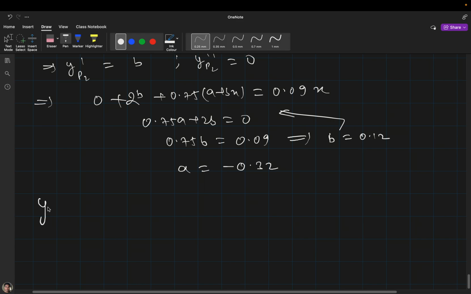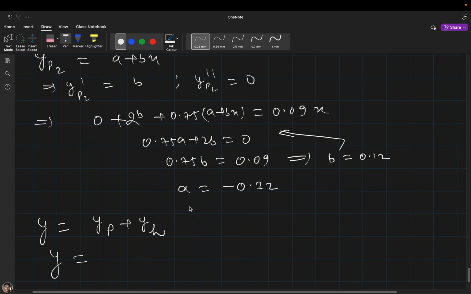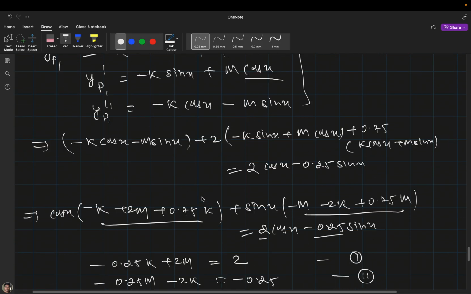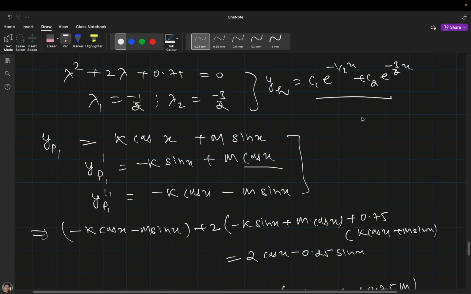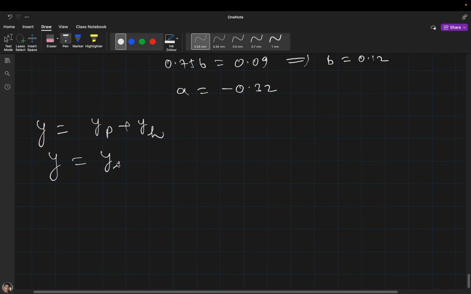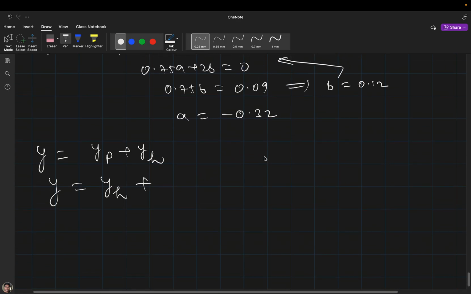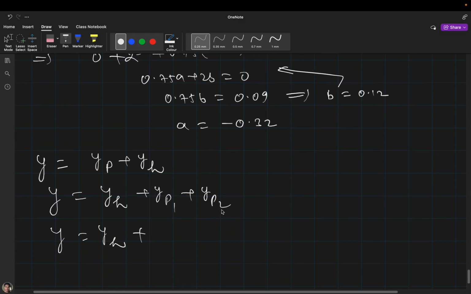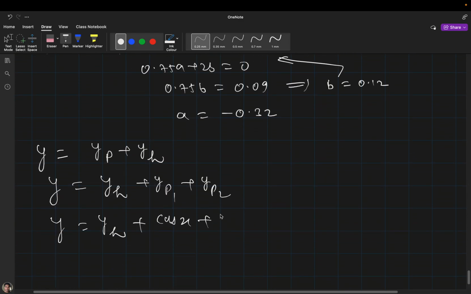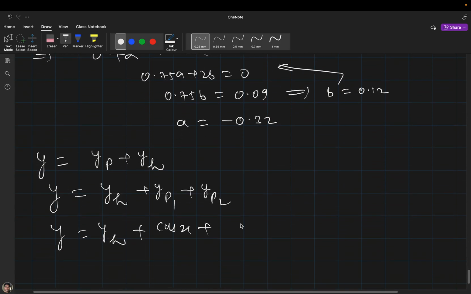That's it. So what is the solution? Yp plus yh. Okay, just combine all those by the combination of linear. So what is the yh? We already got that, that is this. Okay, so I will write like this only, plus what is the yp? That is plus yp1 plus yp2. So yh, and what is yp1? Yp1 is just cos x. And what is yp2? A plus bx.